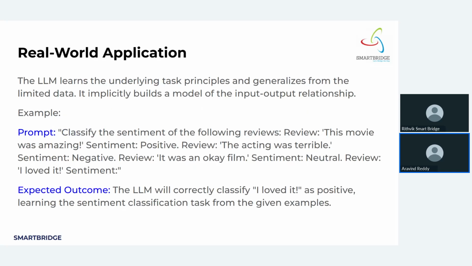Real world application: classify the sentiment of the following review. The movie was amazing. Sentiment is positive. The acting was terrible. The sentiment is negative. So we're going to analyze the neutral sentiment. It was an okay film, which means it is a neutral review. Expected outcome: the LLM will correctly classify "I loved it" as positive. Based on the previous examples, it considers it like a small fine tuning model, right?